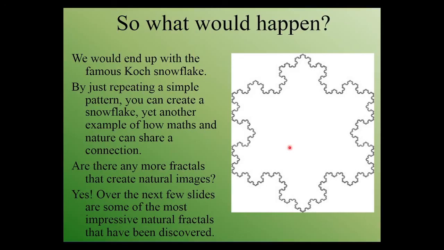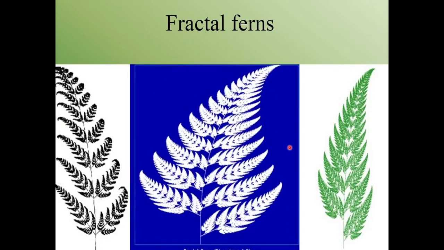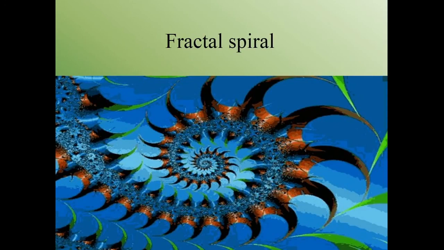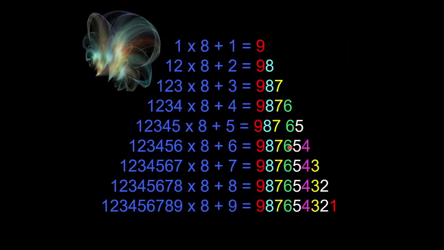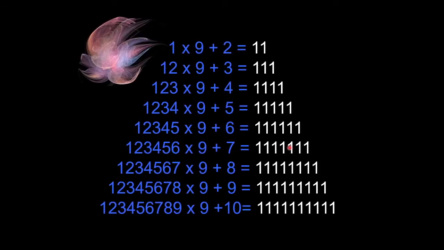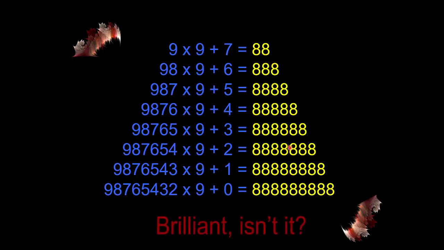Okay? Next, these are fractals again: fractal trees, fractal ferns, fractal spirals. Now, I'm going to show this to all of you, the beauty of mathematics. Here is an interesting way to look at the beauty of math. Look at this one. Look at that. If you solve that using your calculator, that's totally true. Even this, if I calculate that, that's totally correct.